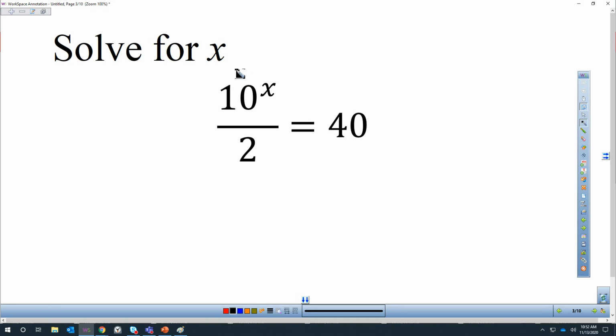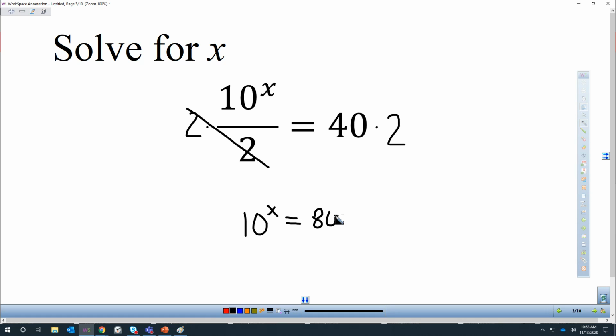So for this problem, we want to do the same thing, but you'll see that we're a little stuck because we have this divide by 2 over on this side. So we're going to have to do something to fix this before I can apply my strategy of rewriting it as a log. And one maybe obvious thing to do is you can multiply both sides by 2, and that will cancel out this division that's messing things up, and you'll be left with 10 to the x equals, well, 40 times 2, that's 80. And then from there, I'm able to rewrite it using my logs.